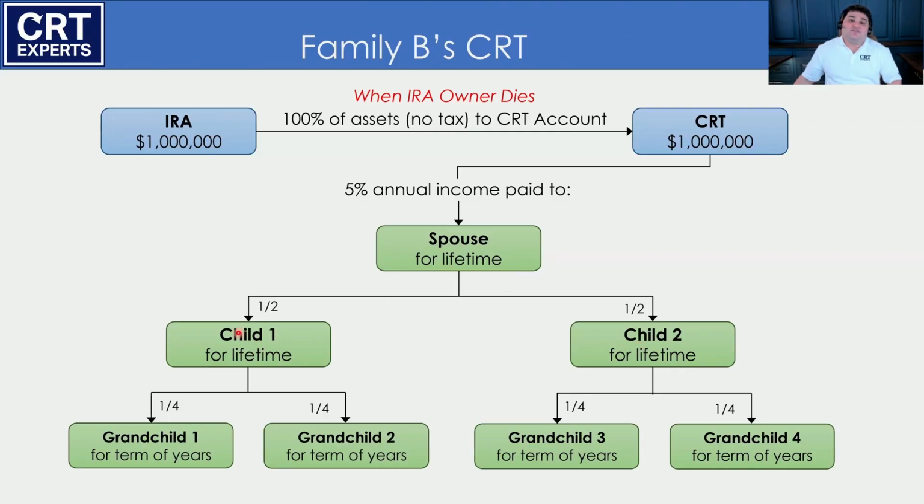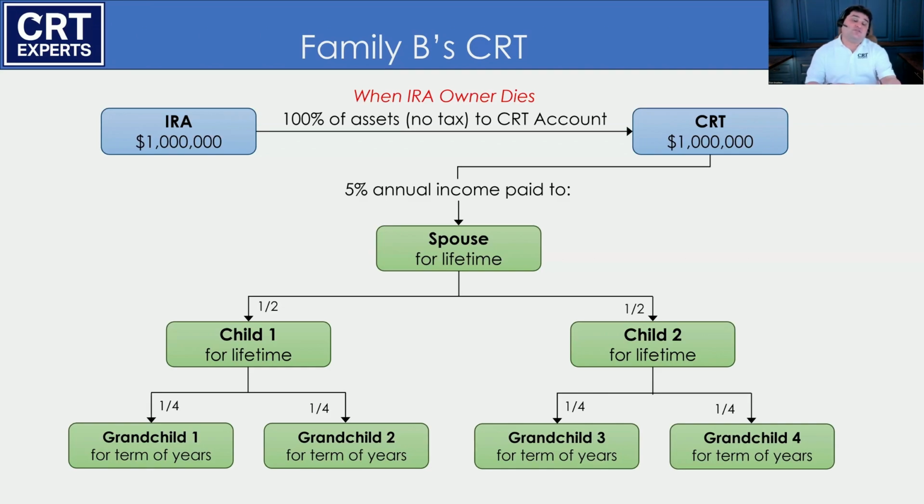The children are the successor lifetime income beneficiaries. And then upon the last of the two children to pass, the grandchildren are the successor income beneficiaries for a fixed term of years. Technically, the shorter of their lives and a fixed term of years. In practice, unless there's significantly premature deaths, that will be that fixed term of years, just based on the actuarials.